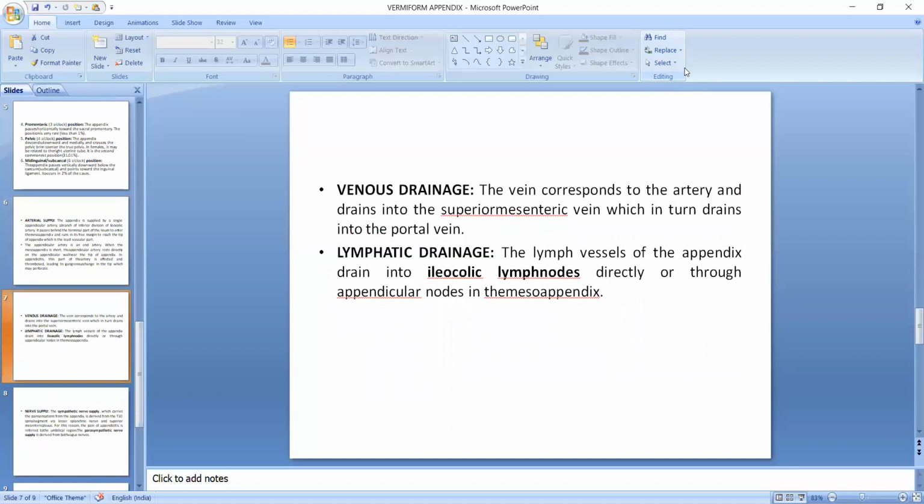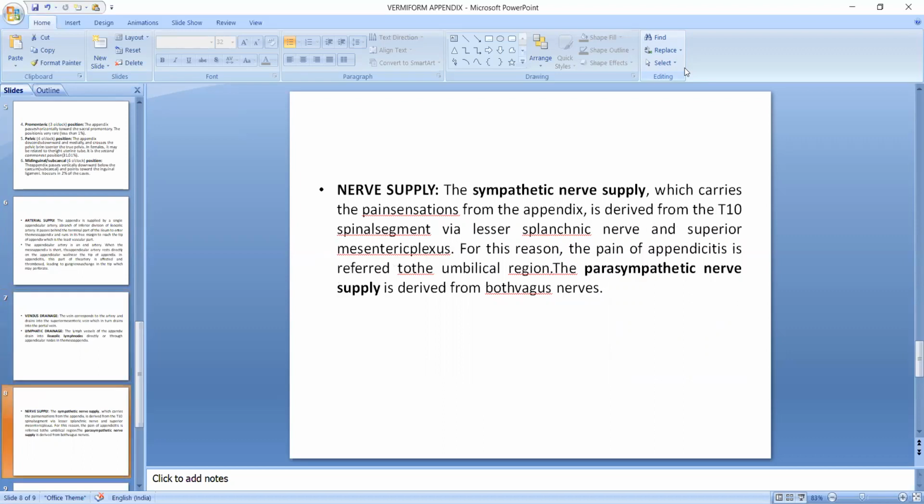Venous drainage: the vein corresponds to the artery and drains into the superior mesenteric vein, which in turn drains into the portal vein. Lymphatic drainage: the lymph vessels of the appendix drain into the ileocolic lymph nodes directly or through appendicular nodes in the mesoappendix. Nerve supply: there is sympathetic nerve supply and parasympathetic nerve supply. Sympathetic nerve supply is derived from the T10 spinal segment, and parasympathetic derived from the vagus nerve.